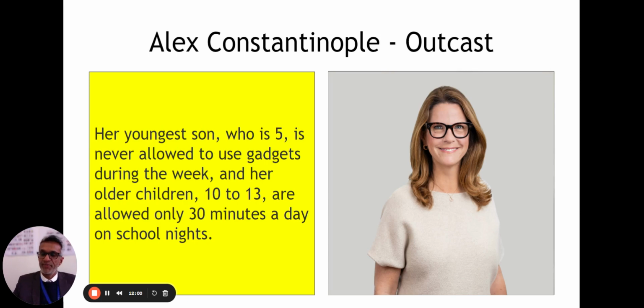Alex from Outcast says her youngest son, who was 5 at the time of the call, is never allowed to use gadgets during the week, and her other children, 10 to 13, are allowed only 30 minutes a day on school nights. This resonates with us at home. My eldest will be 13, and the youngest will be 8 very soon.